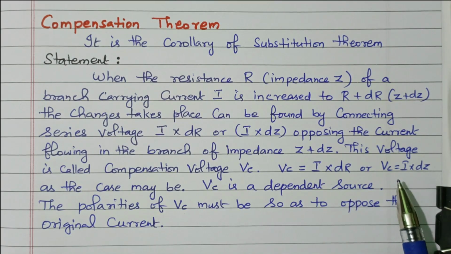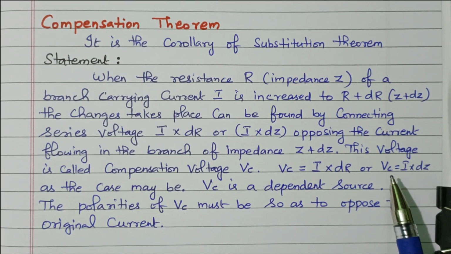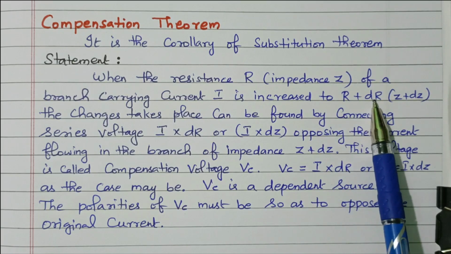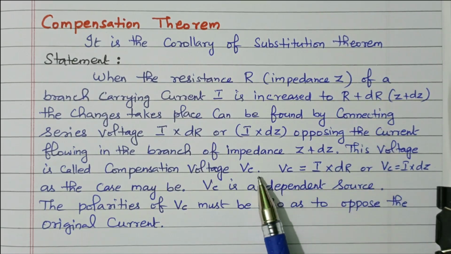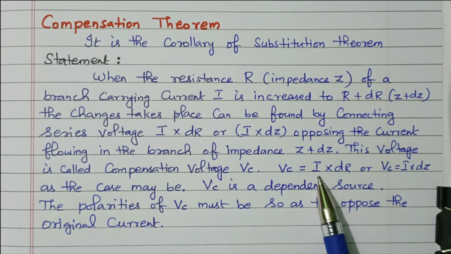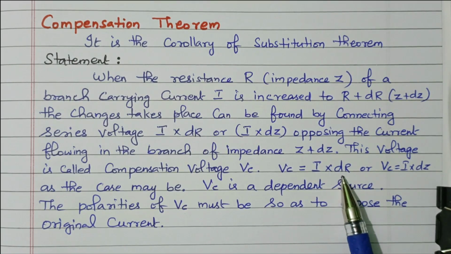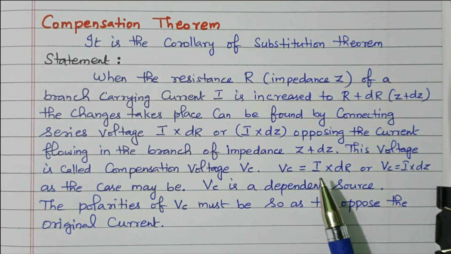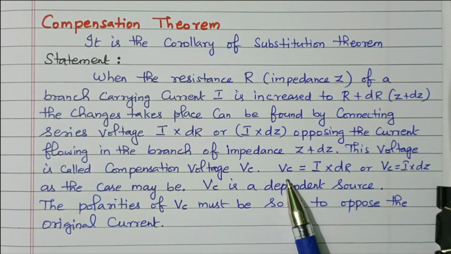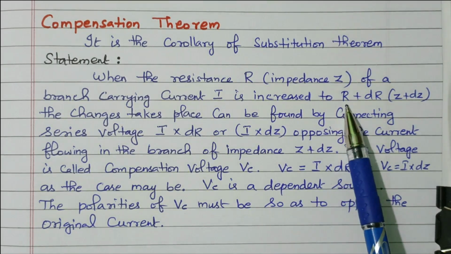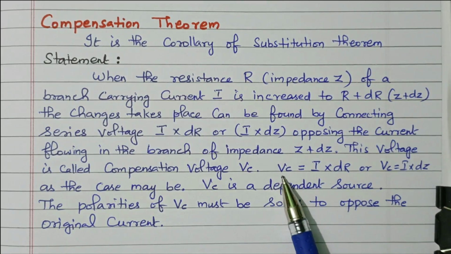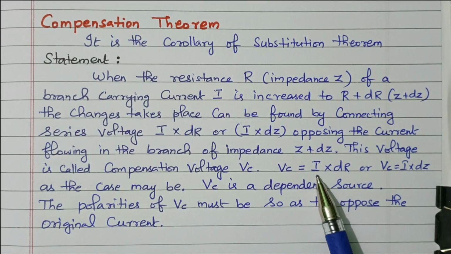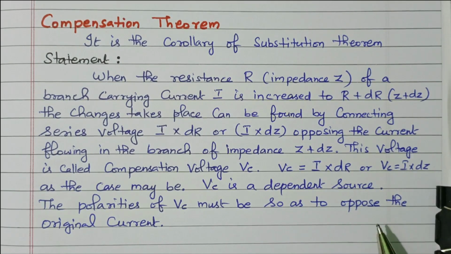In the previous substitution theorem, the branch is replaced by all other combinations, voltage source or current source, maintaining the current and voltage. Here we are adding the resistor, so the compensated voltage is connected. That is calculated as I into dr, current into change in resistance. This is the original current flowing in the circuit. After increasing the resistor, that is multiplied with I, that is nothing but Vc. So while increasing the resistor or impedance, we need to connect the compensated voltage, which is calculated as I into dr or I into dz.